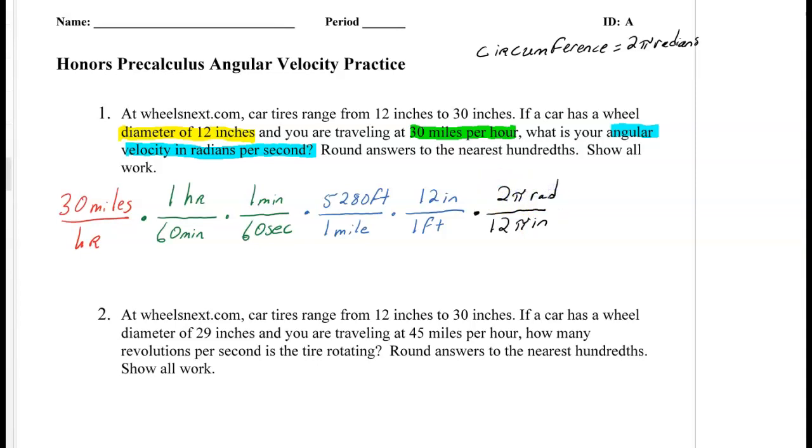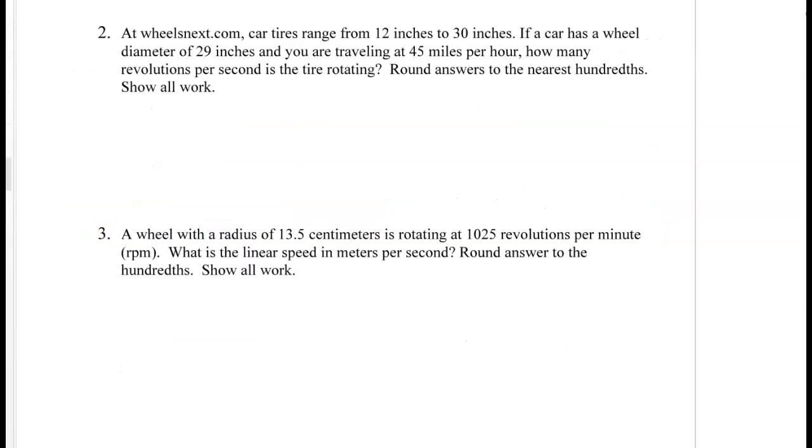So now, if we were to pull out our calculator and multiply across, and remember, we want to put a parenthesis around the numerator and a parenthesis around the denominator. And when you type this in, you get 88 radians per second.